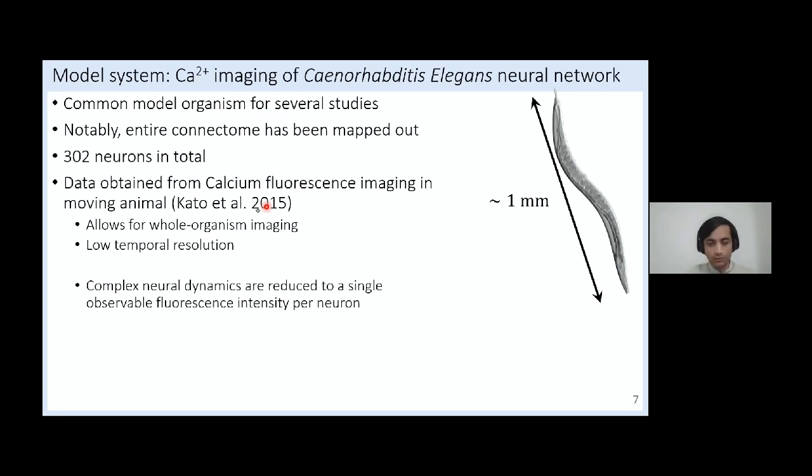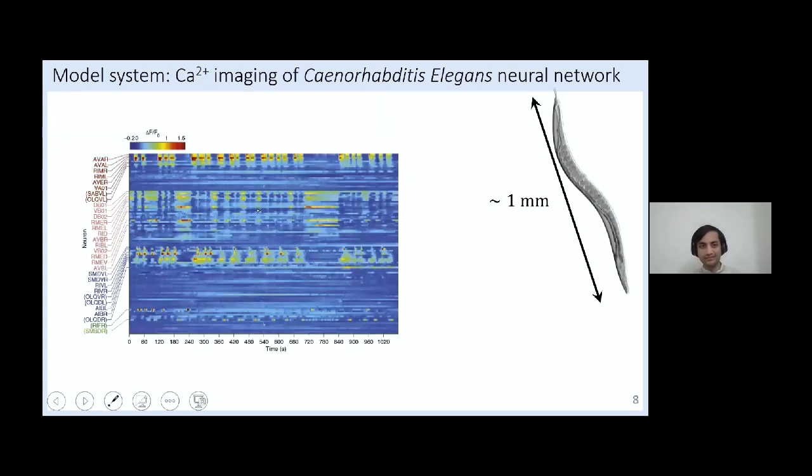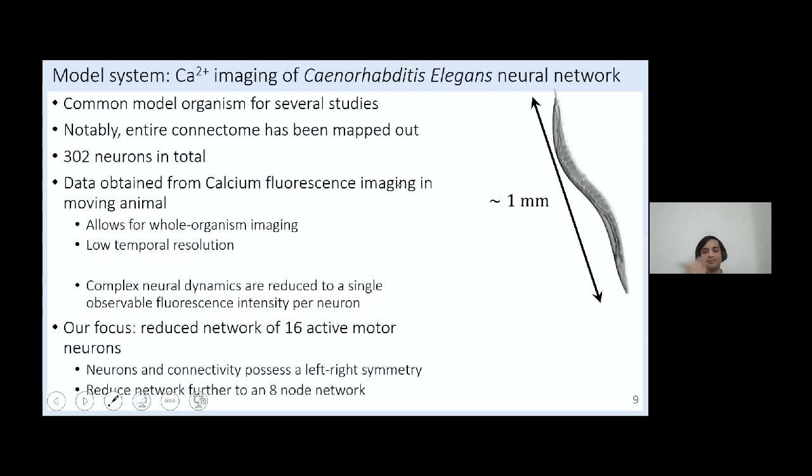So, okay, what does this data really look like? It looks something like this. This is just a bunch of neurons, and this is what the time series look like. It's just this one variable of fluorescence intensity. As you can see, the data is not even very long, and a lot of the neurons are quite silent. This is a moving animal, and it turns out that the motor neurons are much more active. So our focus for the purpose of today is to look at the reduced network of the active motor neurons.